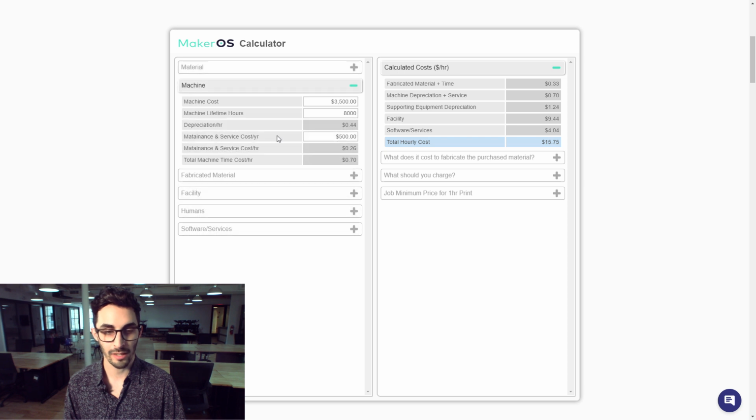Next, we want to look at the machine cost, the lifetime hours of that machine, and the maintenance and service costs per year. For this example machine, we're going to say it's $3,500 to purchase the machine, and that the machine itself has roughly 8,000 operational hours in its lifetime.